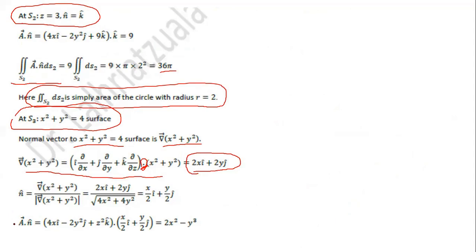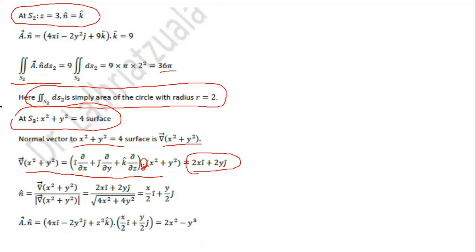Now you have to again take a dot product with your a vector. Your a vector on the curved surface, the z value is no longer constant, unlike the bottom and the top surface where z is 3 and z is 0. So when you take a dot product with this, i dot i is 1, i dot j is 0, j dot j is 1, and j dot other things are 0. So k dot i is 0, k dot j is 0. So simply what you will be getting here is 2x squared minus y cubed.